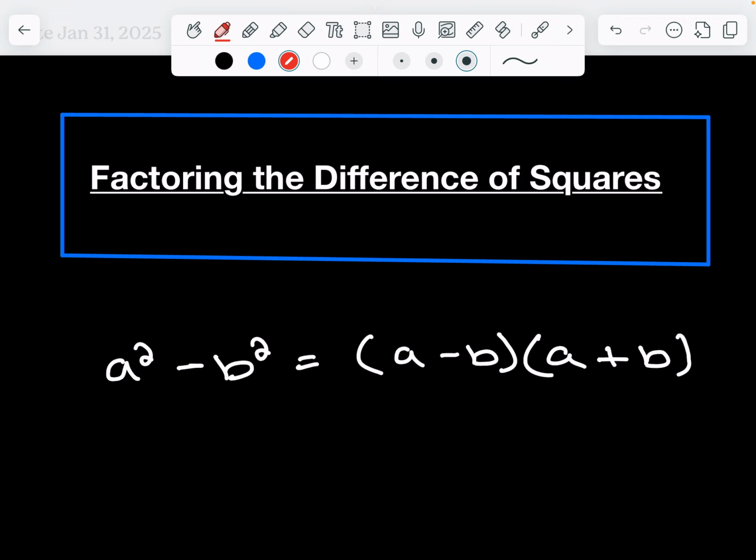Today's video, we're going to talk about factoring the difference of squares. The key to factoring the difference of squares is recognizing when you have two perfect squares being subtracted. That's where the difference comes from in the name. Instead of doing complicated factoring, we're going to use a shortcut. We're going to break each square into two binomials.